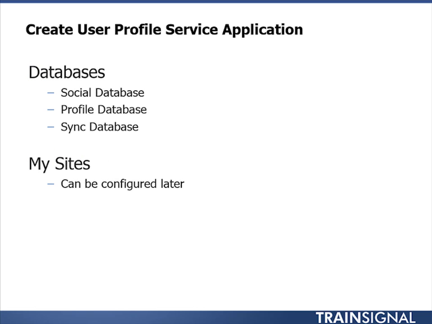Now, when you set up the application, you're going to notice that it's going to prompt you for a few databases. It's going to prompt you for a social database, and that's where things like tags and rankings are going to be stored. It's going to ask you for a profile database, and that's where all your user profiles are going to be stored. And then it's going to ask you about a sync database, and that's going to be used for temporary storage while we're going off and doing a sync. You can also configure My Sites. That can actually be done later, and we're going to take a look at it in a later lesson.